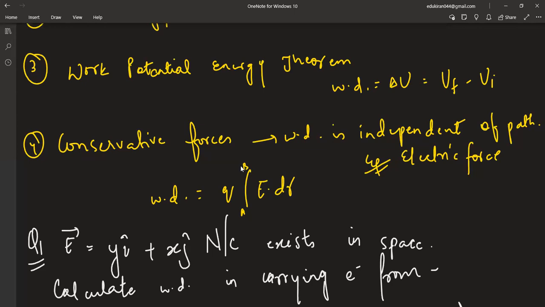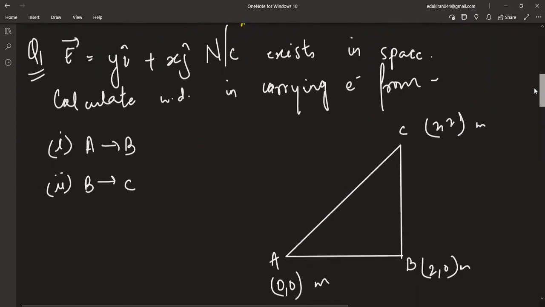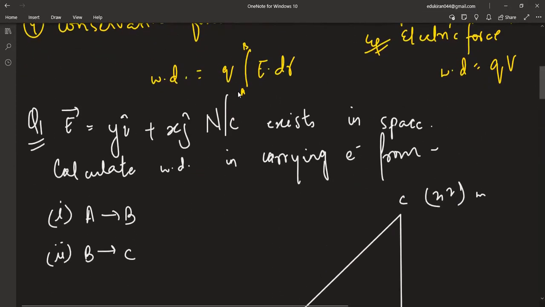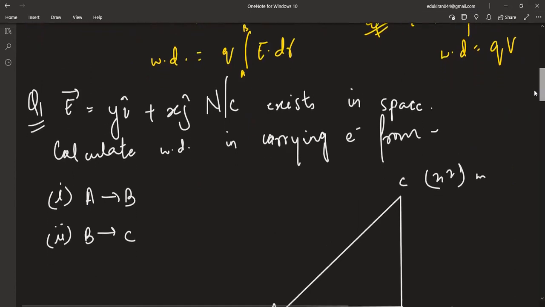One more formula you have. This is the same formula. See, this is potential. Remember, work done was charge into potential. So this is charge into potential. And what is the formula of potential? E dot dr. Depending upon that, we have a question here. Do one thing. Note down this formula and this question first. Then I'll discuss the solution with you.